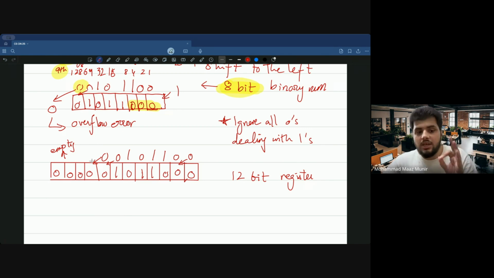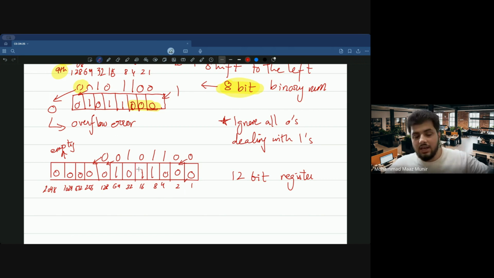Now, what's the value for each of the positions? This one is 1, and this is 2, and this is 4, and this is 8, 16, 32, 64, 128. This continues because it's a 12-bit register: 256, 512, 1024, and finally 2048. How did I get these? I'm just multiplying the previous value by 2.